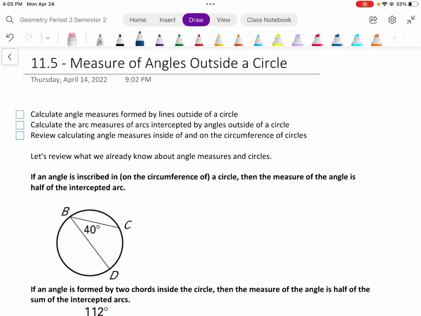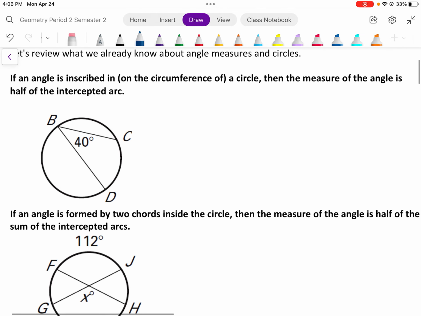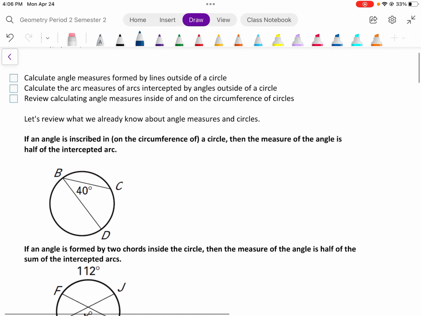Section 11.5, we are going to be working with measures of angles that form outside of the circle. So to start off, we're going to just look over really briefly the different types of formulas we've been using so far. For the first one, we're going to draw this over on the side, and that's when you have your central angle.